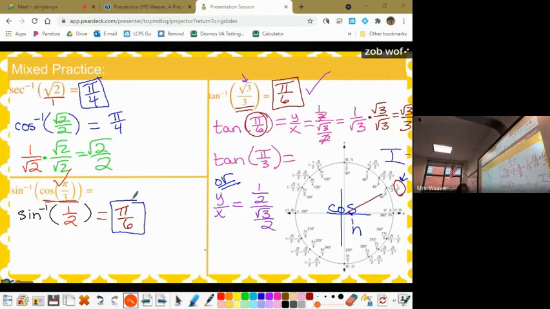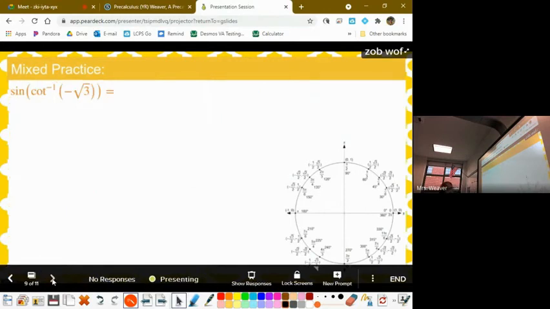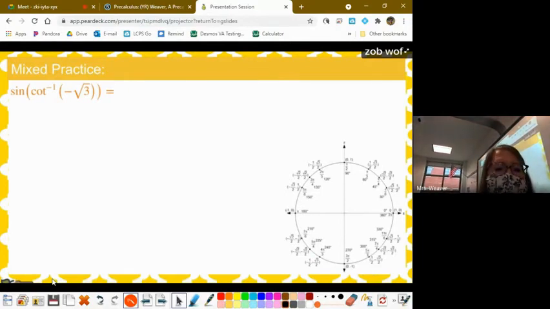So the composition, not too bad, but it's double the work because it's 2 problems in 1. We start on the inside and work our way out. Okay, and then let's take a look at my last mixed practice slide. This is the last one I'm going to make you do together, but I do have another slide of more mixed practice if you feel like you need more help. This last one that we're going to do together is another composition.